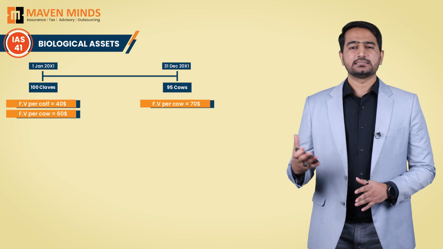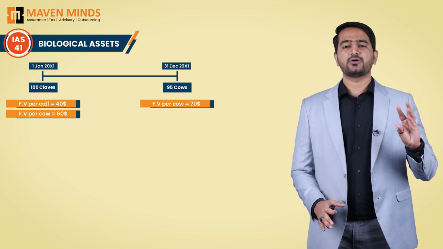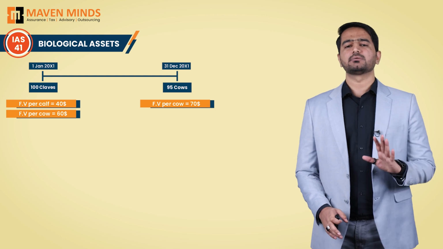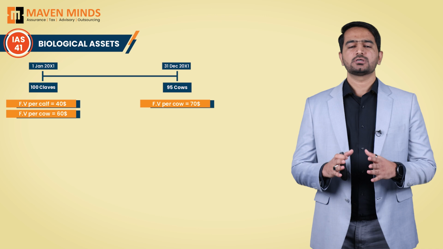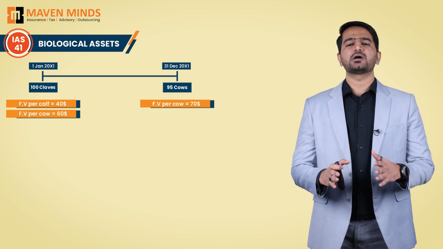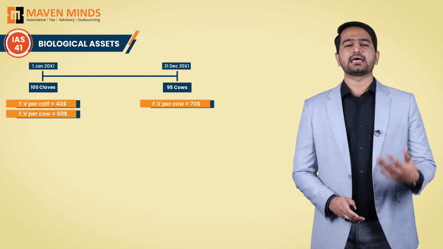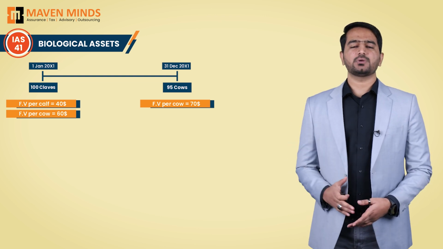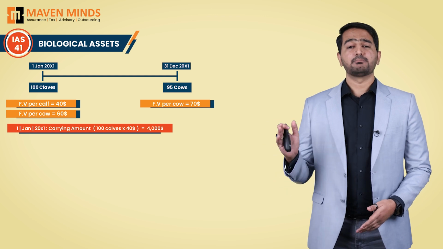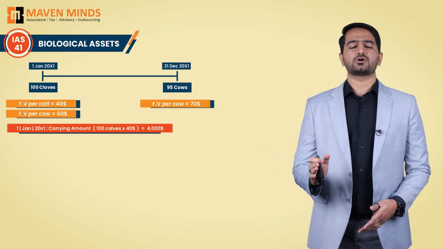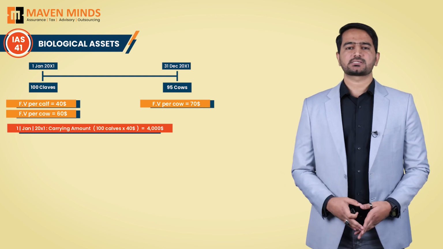Keep in mind that the calves have grown into cows during the year and 5 cows are no longer in the herd. Maybe they were sold or lost during the year. So, how should a farmer measure this herd? The first step is to calculate the carrying amount. At 1st January, the carrying amount would be 100 calves multiplied with the unit fair value less cost to sell of $40. So that is $4,000.